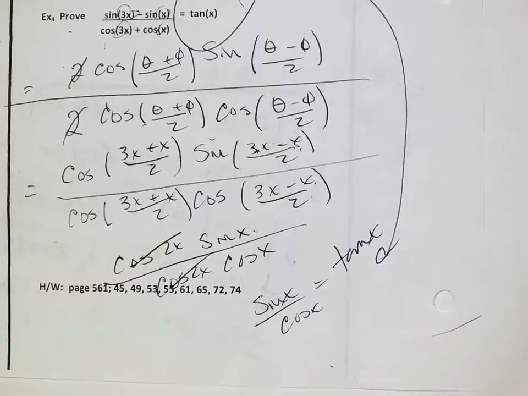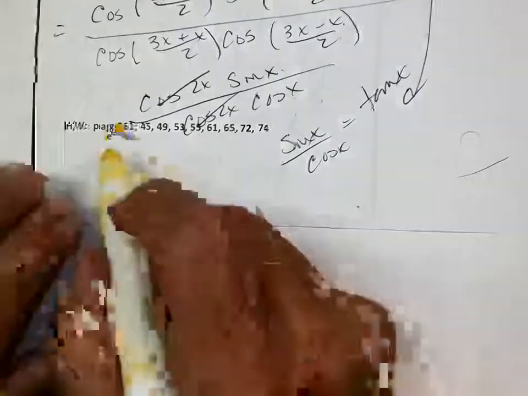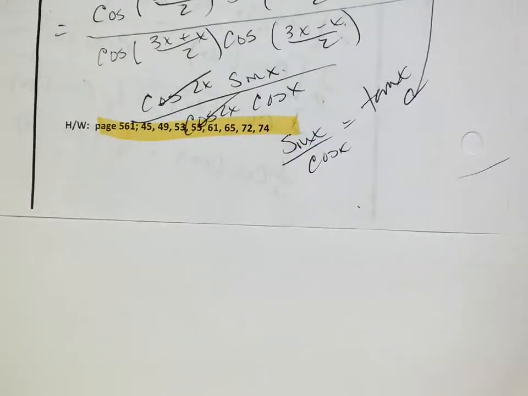Nice. Okay, so homework. We'll take a little break while I try and put this online for Zane. Page 561, 45, 49, 53, 55, 61, 65, 72, and 74, okay?